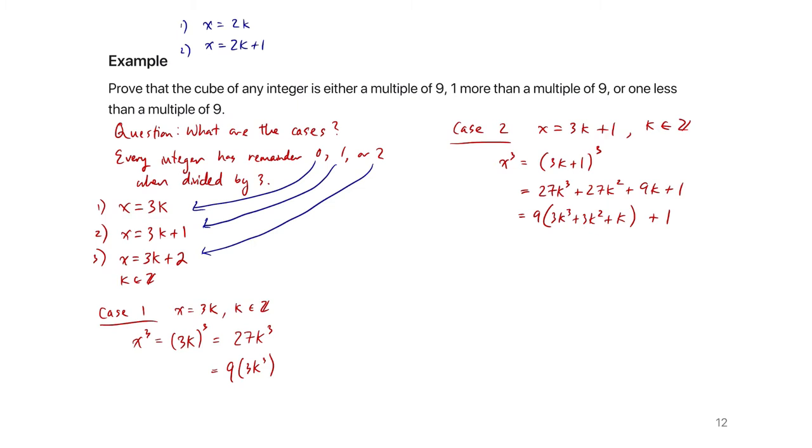We've shown that in this case, we can write x cubed as 9 times something plus 1. So therefore, x cubed is 1 greater than a multiple of 9. Is that clear? Okay, so we've shown that the statement holds for case 1. We've shown that it holds for case 2. And then lastly, case 3. We have to show that it holds for x is equal to 3k plus 2, and it will be very similar.